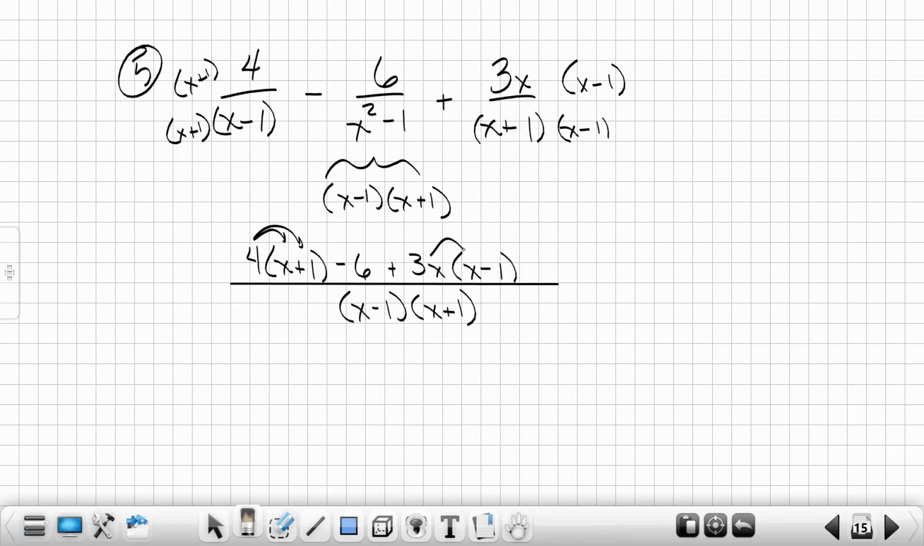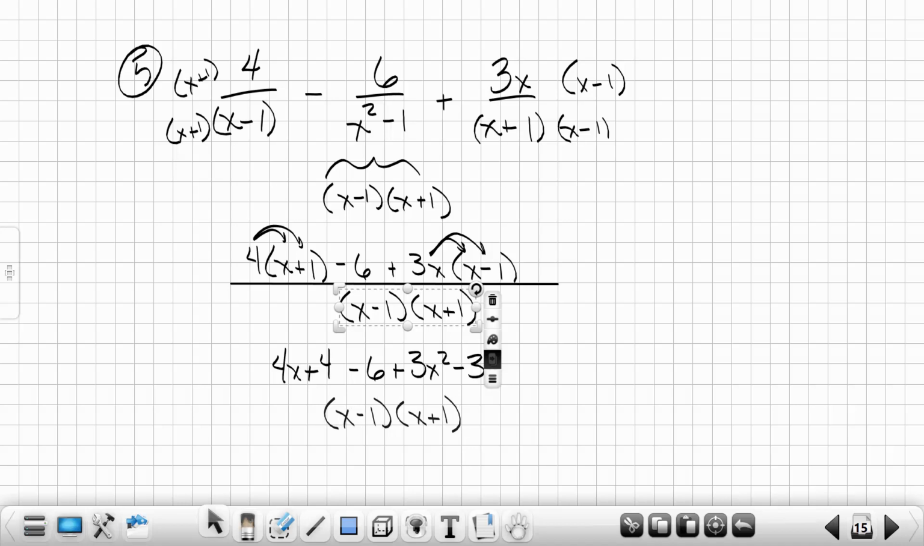Let me just draw my arrows and then you can. Pisa Moon's already doing it. Okay, go ahead. 4x. Yep. Correct. All right. So we're here. Combine like terms.